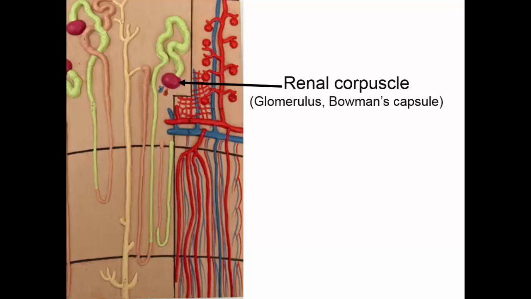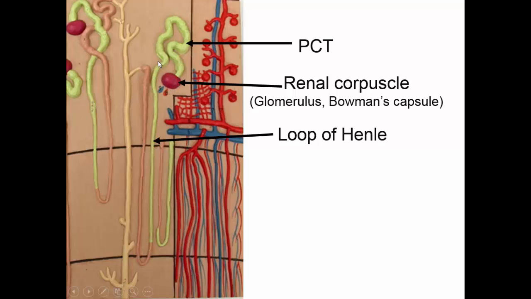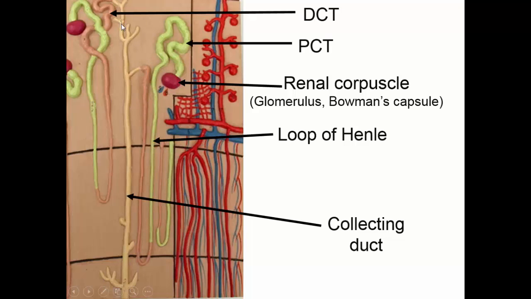Here you see on a model the renal corpuscle, and the renal corpuscle is the glomerulus surrounded by Bowman's capsule, the proximal convoluted tubules. Here's the loop of Henle. We have some distal convoluted tubules here. These distal convoluted tubules aren't very convoluted. And then you see the nephrons, several different nephrons draining into the same collecting duct.